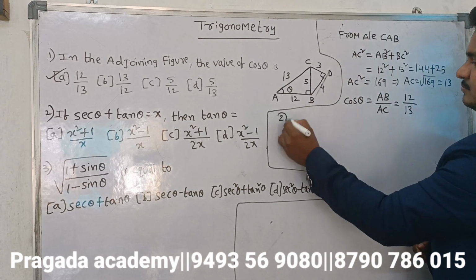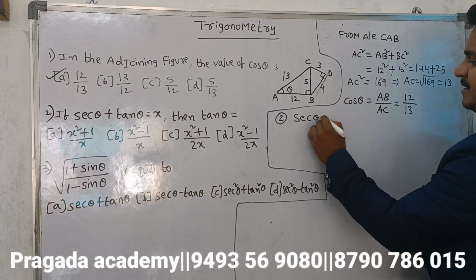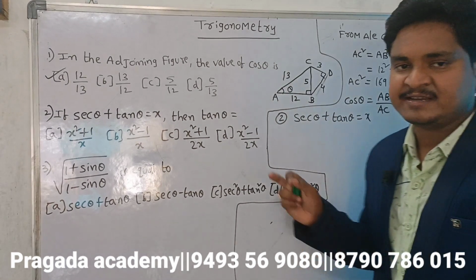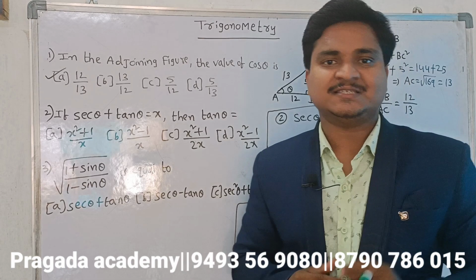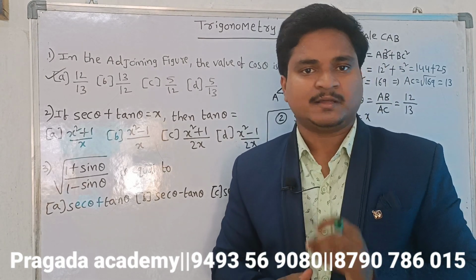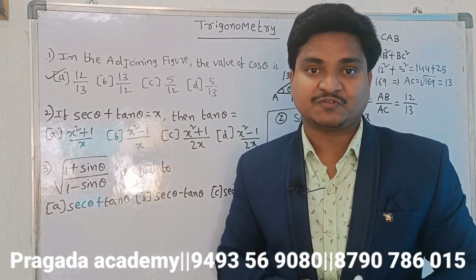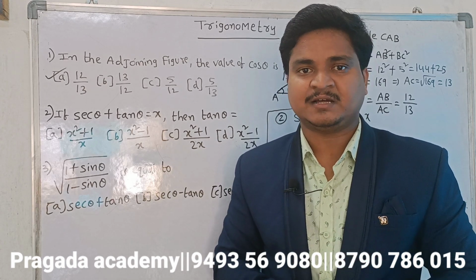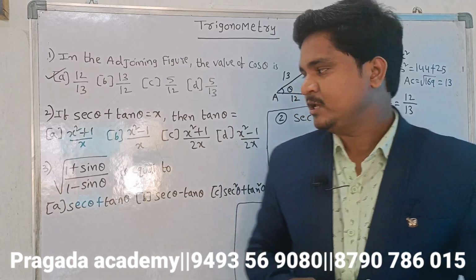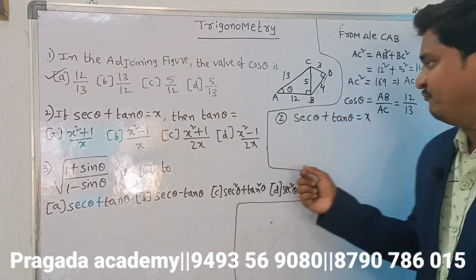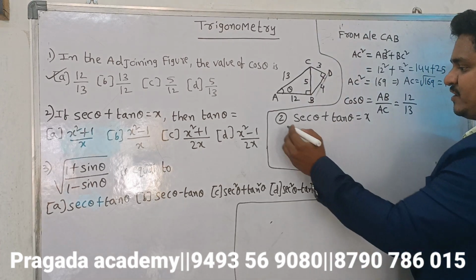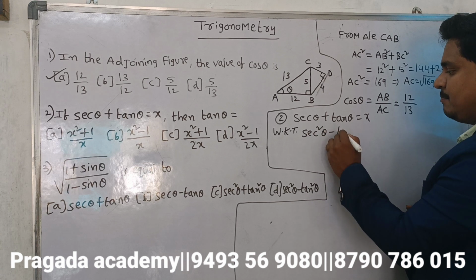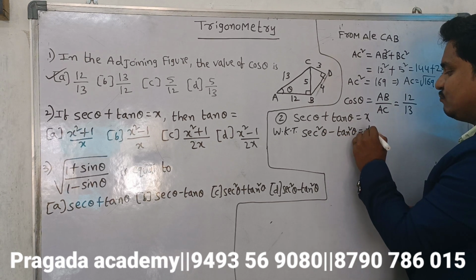Coming to the second bit, they gave secant theta plus tan theta equal to x. We should remember the three identities from the trigonometry chapter. First one is sin square theta plus cos square theta equal to 1. Second one, secant square theta minus tan square theta equal to 1. Third one, cosecant square theta minus cot square theta equal to 1. In this problem we have the relation between secant and tan, so we use secant square theta minus tan square theta equal to 1.